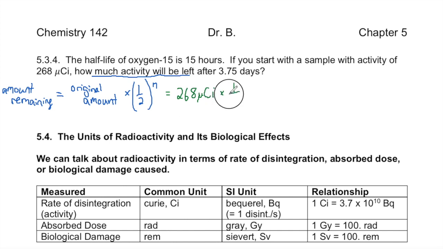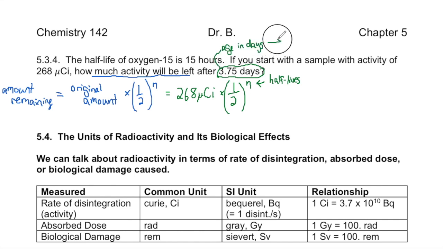And then we want to multiply it by 1/2 raised to the n power, where n is the number of half-lives. So we need to know how old the sample is in half-lives, and we don't. We just know that the sample is 3.75 days old. This is the age in days, and we're going to need to convert that to the age in half-lives so that we can put n there. The n is the number of half-lives, not the number of days. So we have to do a conversion first.